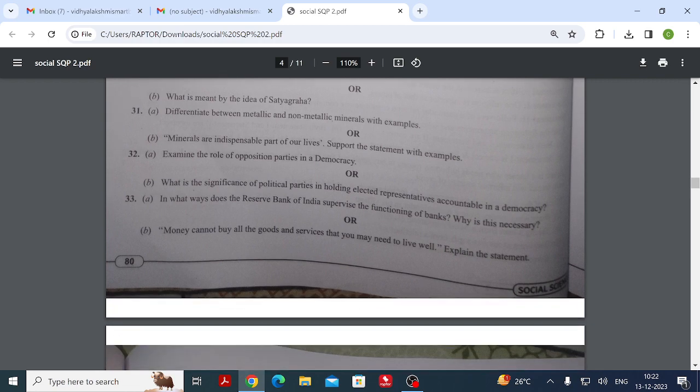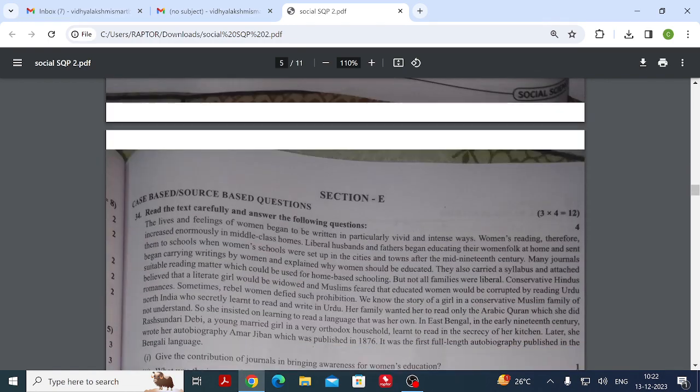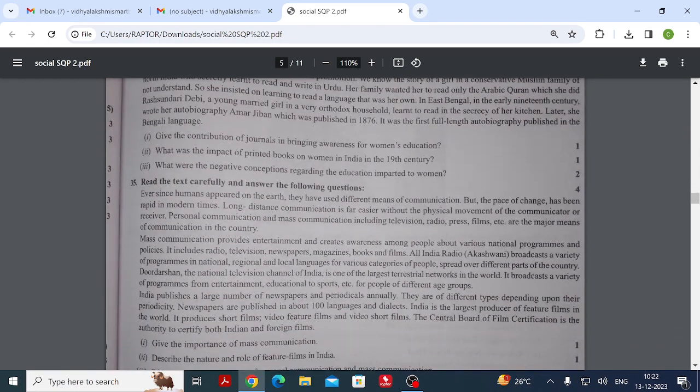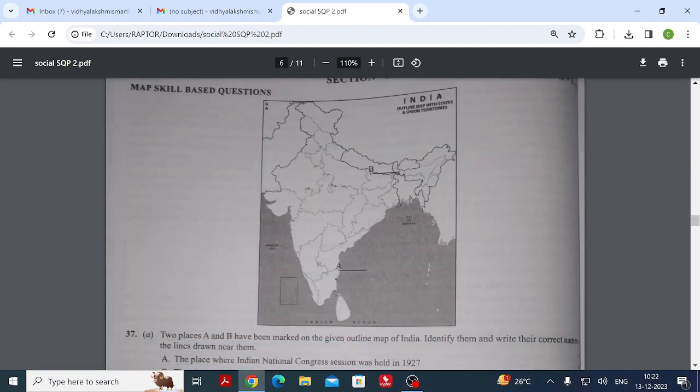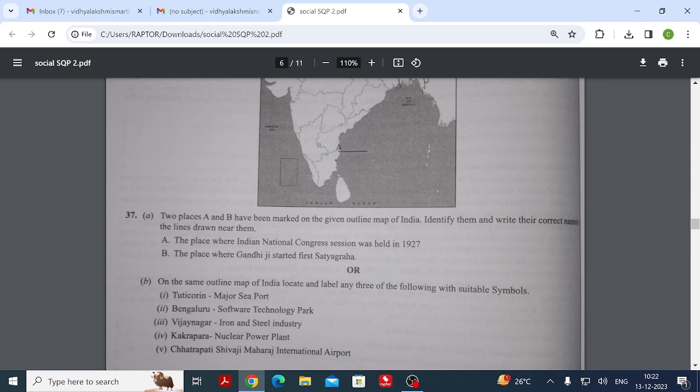Now see, all these you can say. Now let us check the answers. The place where Gandhiji started the first satyagraha is Champaran.